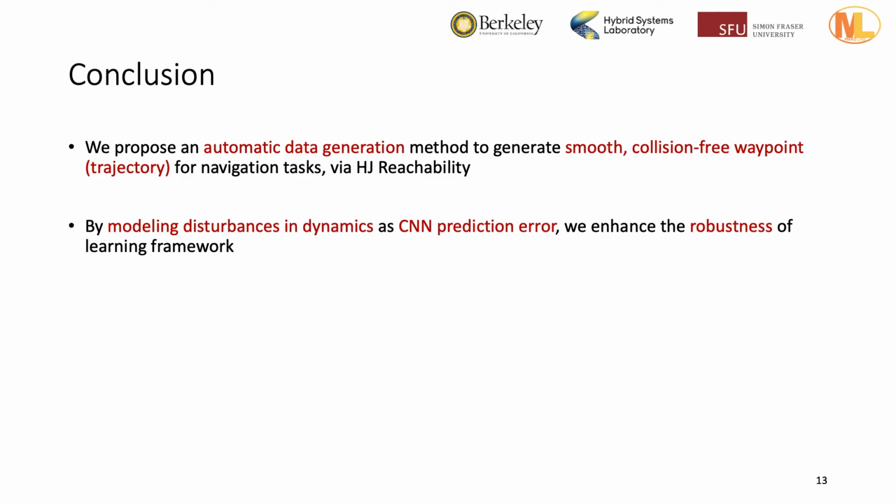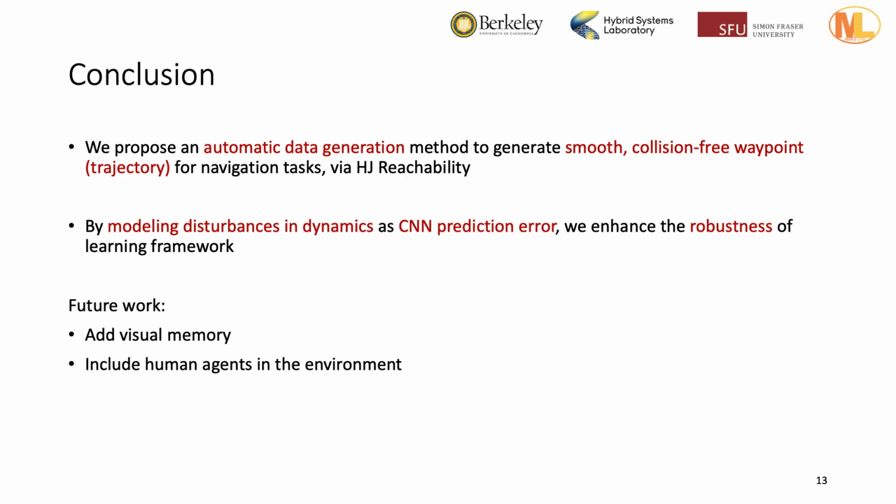In conclusion, we propose an automatic data generation method to generate smooth, collision-free waypoints for navigation tasks via Hamilton-Jacobi reachability. By modeling disturbances in dynamics the same as prediction error, we enhance the robustness of the learning framework. Immediate future work includes adding visual memory to the framework and including human agents in the environment.